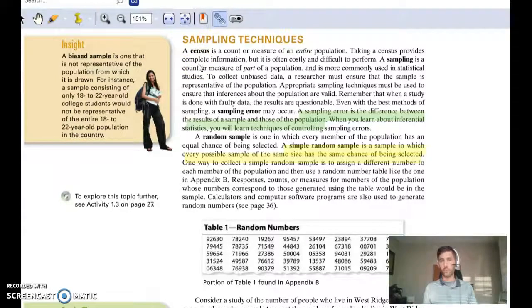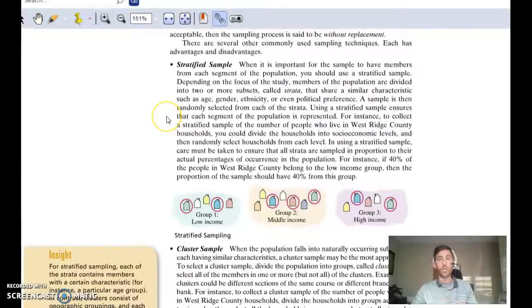And one is just a random sample where everybody has an equal chance of being selected. We want this because then we're not having any bias in our sample, because we're not choosing who we sample. Everybody has an equal chance of being selected. Another 2 ways to try to get random samples from the population is stratified sampling and cluster sampling.